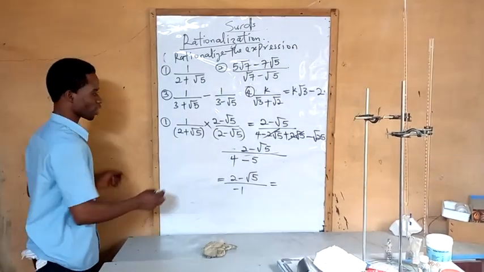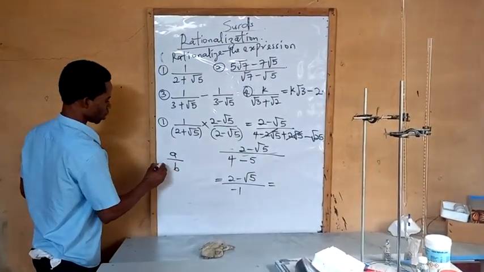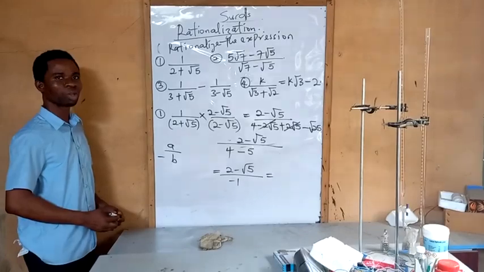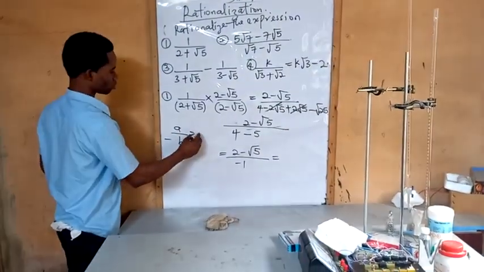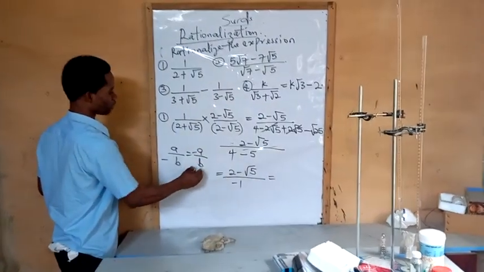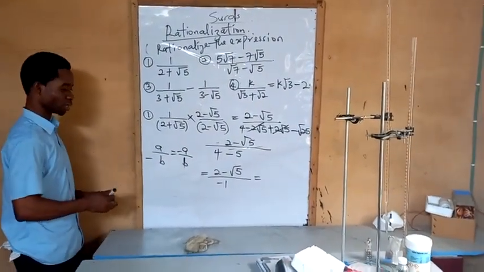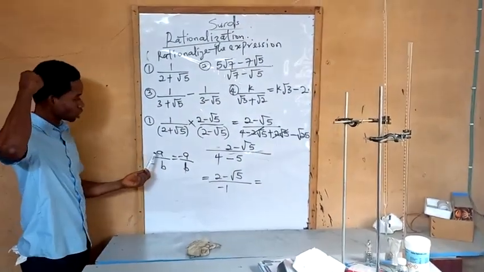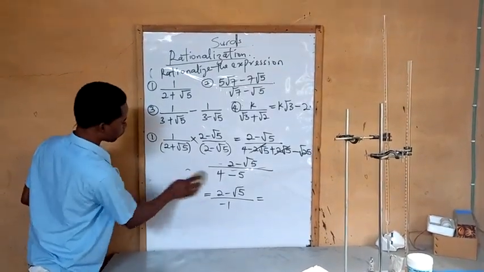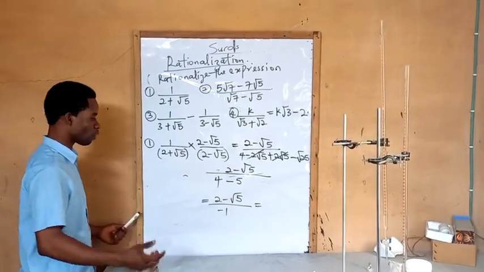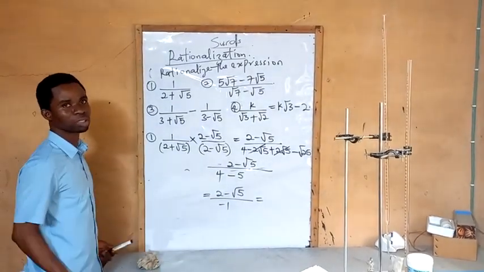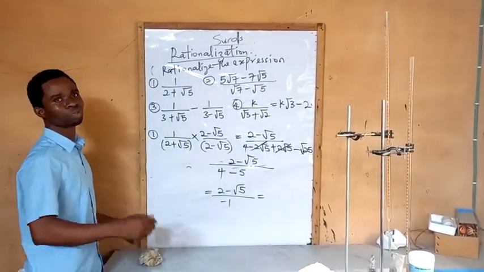Now in mathematics, if you have A over B and you put a minus here, where does the minus belong? The minus belongs to the numerator, as if you are writing minus A over B. Now when I have something like this, the minus belongs to this. Everything over 1 is that thing. A over 1 is A, B over 1 is B, 2 over 1 is 2.